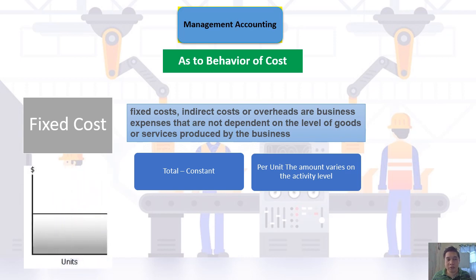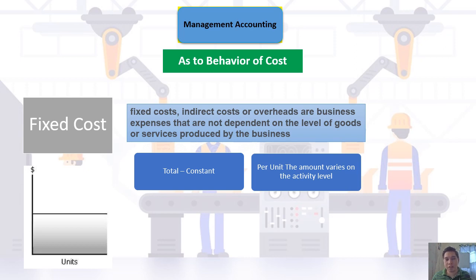So ito po yung graph, as you can see ulit kanina, yung ating horizontal line sa ilalim. Ito po yung ating units produced, tapos yung vertical line, ito naman yung ating amount. So regardless of the activity level, the total fixed cost is still the same. Pero kapag kino-compute natin yung per unit, since madami ang maghahati doon sa ating fixed cost which is constant, so mas maliit po ang per unit natin. So ayan po yung fixed cost.